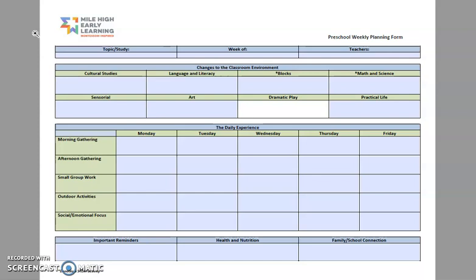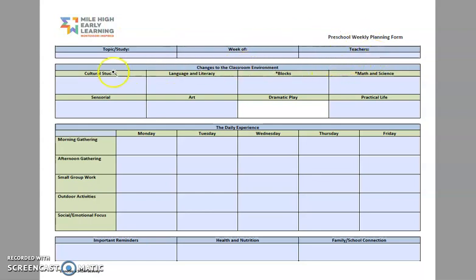Really what you want to be doing is engaging the children and helping you decide what the topic of study should be in your classroom, and then planning around their interest, and then continuing to expand upon their interests and provide them with intentional experiences based on this topic of study. Moving over to the next piece, week of and teachers is pretty self-explanatory.